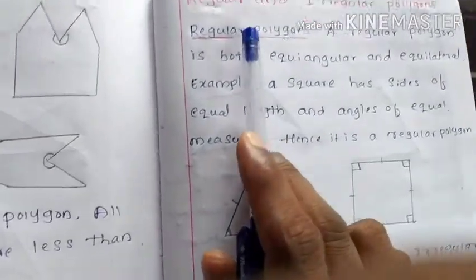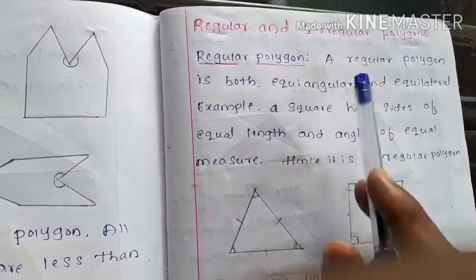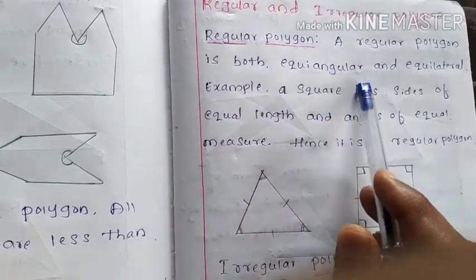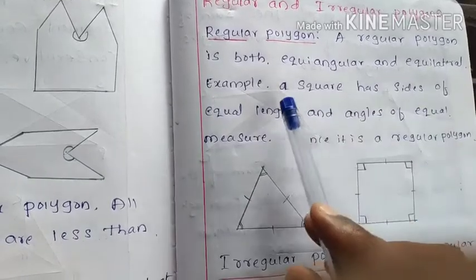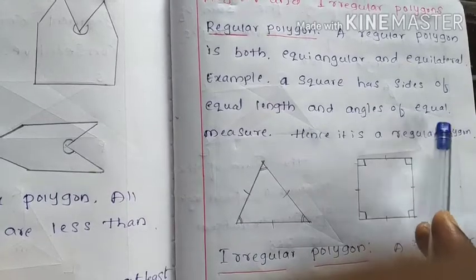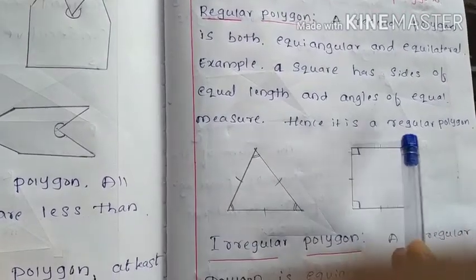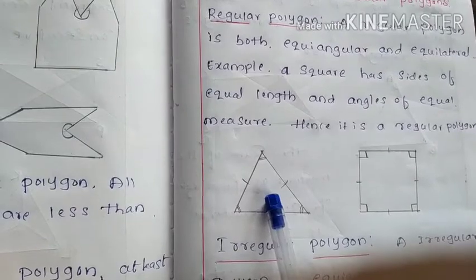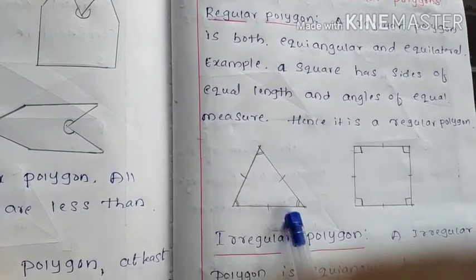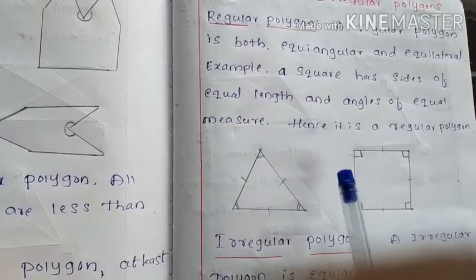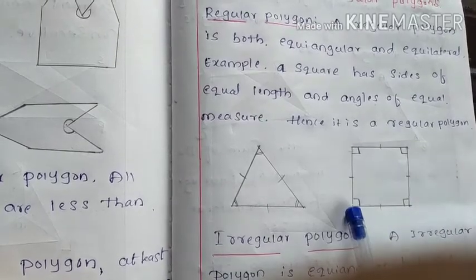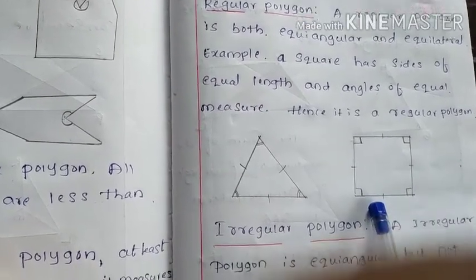Next one, regular and irregular polygons. A regular polygon is both equiangular and equilateral. Example, a square has sides of equal length and angles of equal measure, hence it is a regular polygon. So this is a triangle. In this triangle 3 sides are equal and 3 angles are also equal. So it is a regular polygon. So this is a square, all the 4 sides are equal and all the 4 angles are also equal. So it is also a regular polygon.